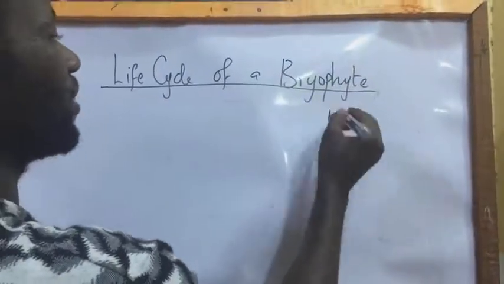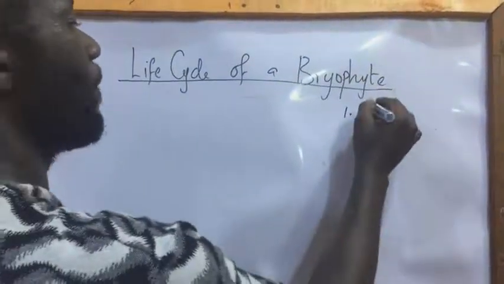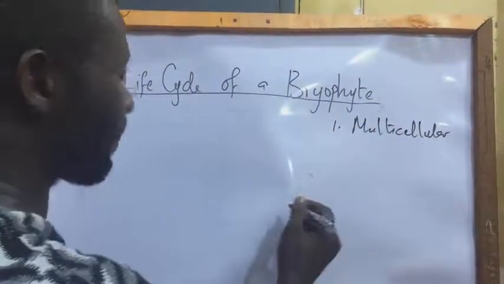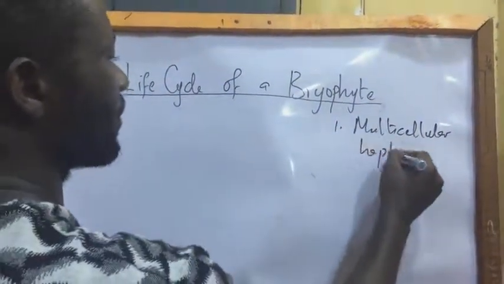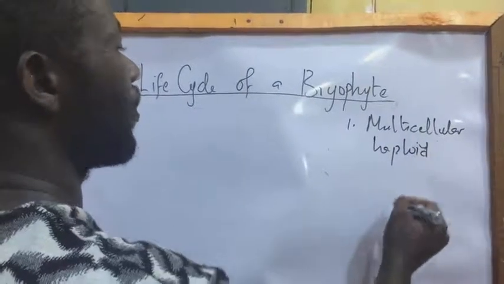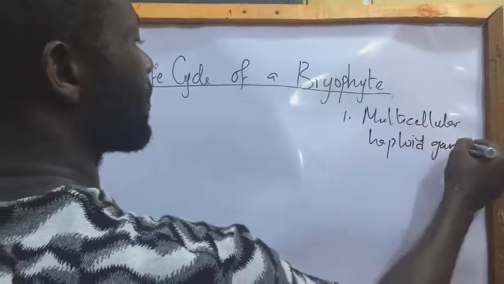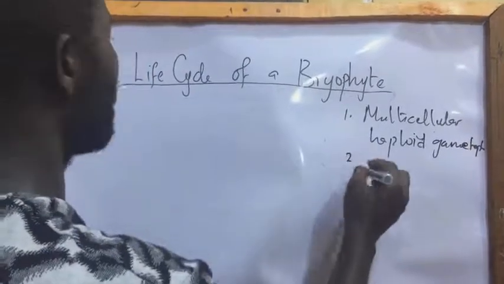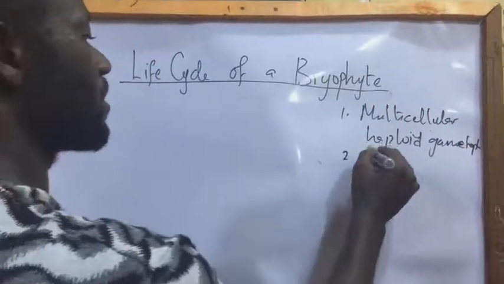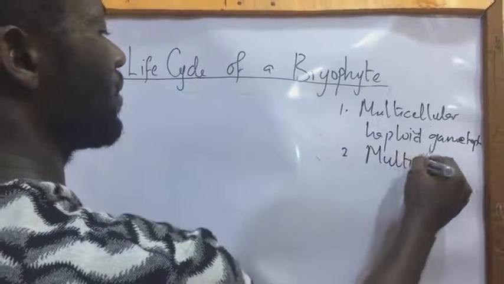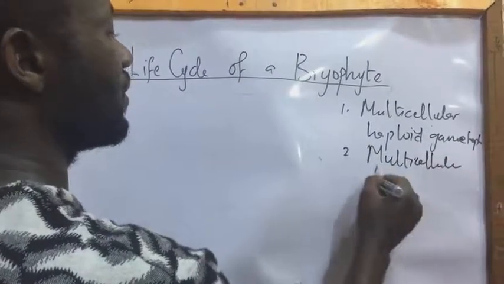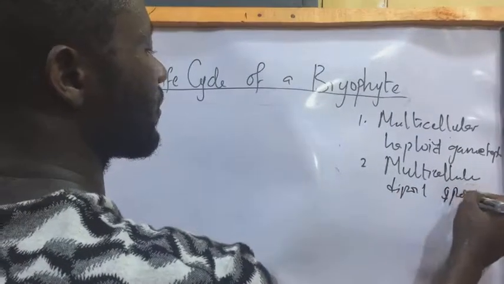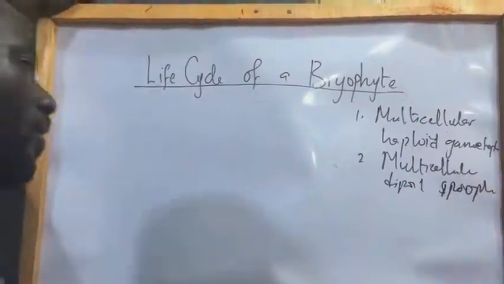The first stage is called multicellular haploid gametophytes. And the second one is the multicellular diploid sporophytes.